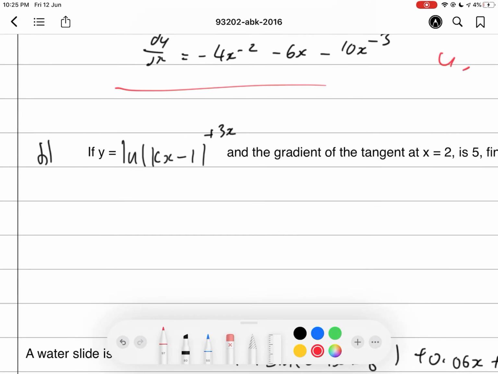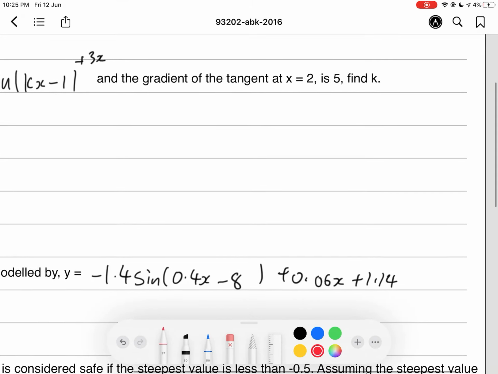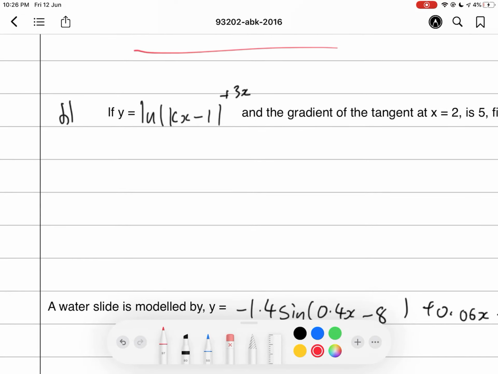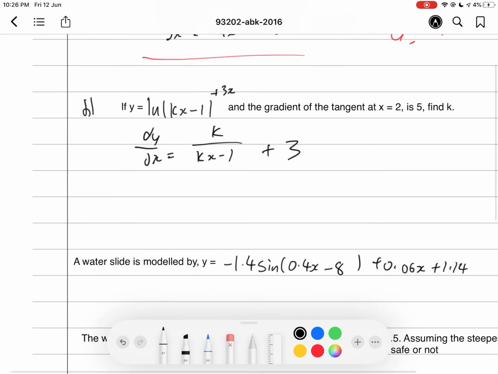Okay, so question B: if y equals ln of kx minus 1 plus 3x, and the gradient of the tangent at x equals 2 is 5, we should find k. To differentiate the ln, we need to use the chain rule. The derivative of the inner function is just k, multiplied by the derivative of ln, which is 1 over everything inside the ln function, so it becomes 1 over kx minus 1 times k. Therefore, dy over dx equals k divided by kx minus 1, and don't forget our plus 3x becomes just plus 3.